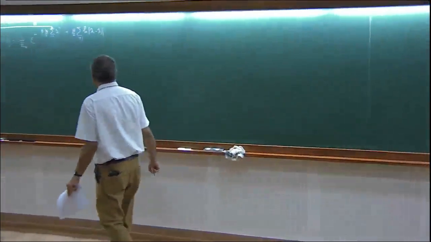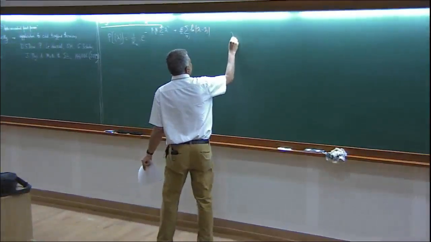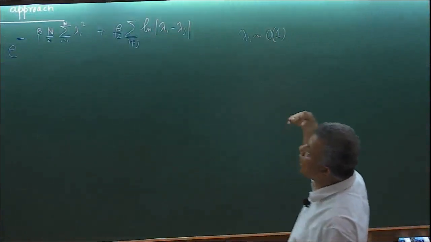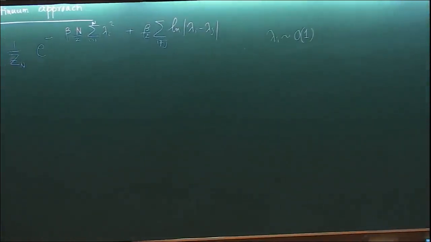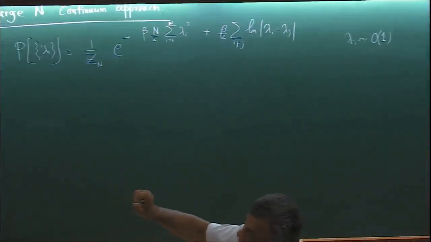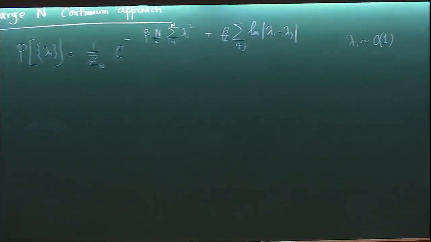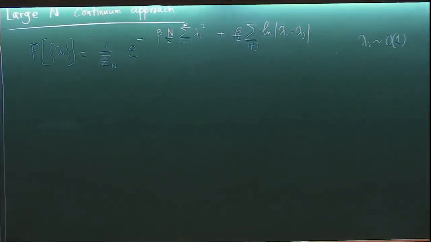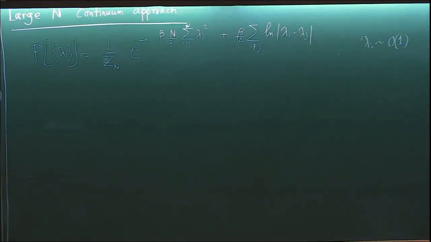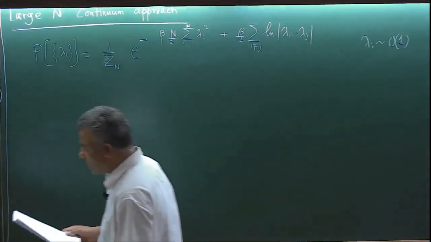So after this rescaling, all the lambdas are of order 1. Basically, the whole idea of rescaling is that the eigenvalues are now of order 1. Alternatively, you could have started from the matrix and chosen the variance of the matrix elements to be of order 1 over n, and that would produce the same thing. Then you don't need to do the rescaling. So this is the starting point.